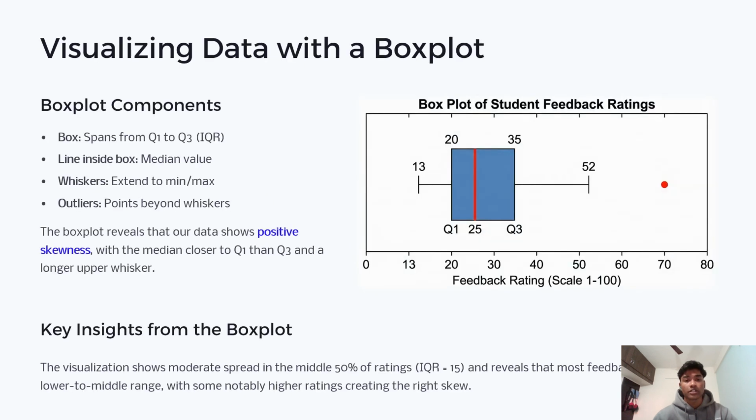Box plot visualization. When we put these values on a box plot, the box represents the IQR. The line inside shows the median, the whiskers show the min and max. The box plot for our data suggests positive skewness. This means the upper values stretch out more, telling us that while many ratings are on the lower to middle side, some students gave significantly higher ratings.